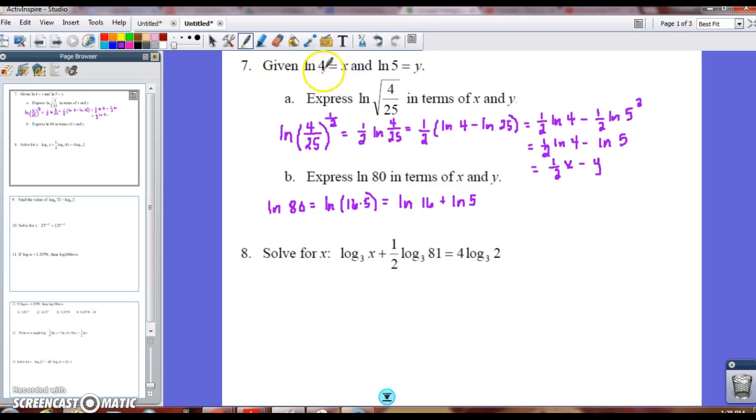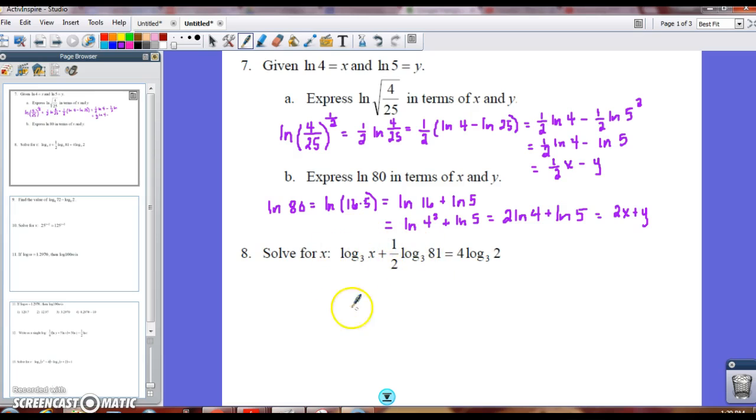And I don't have an expression for ln of 16, but I can actually rewrite that as ln of 4 squared plus ln of 5. And then again, I can use my power rule, so I have 2 ln of 4 plus ln of 5. And now if I go ahead and substitute in, I end up with 2x plus y. So that's just some practice with expanding out using your rules or your properties, and then substituting in. Problem number 8 is just solving a log equation.